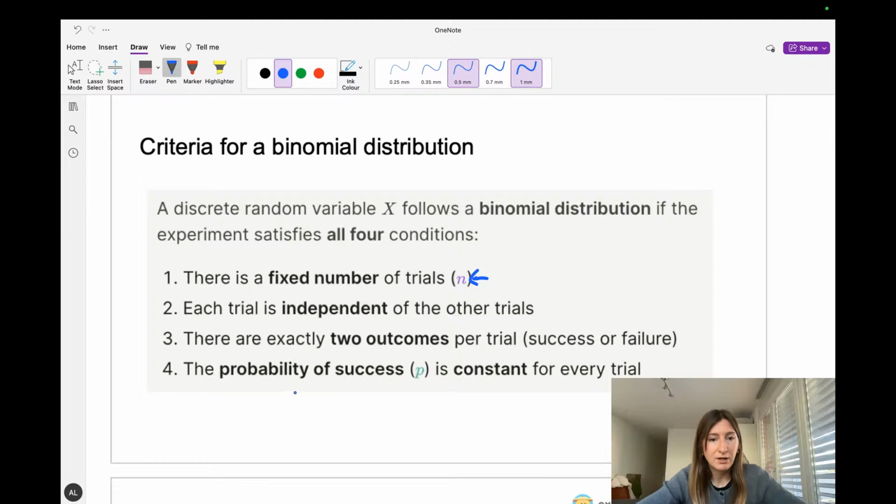All right, then the last one, probability of success, that's our p-value, p for probability, is constant for every trial. That just means that it doesn't change from trial to trial. So each time it's going to be the same. If it meets all 4 of these criteria, then we know it is a binomial distribution.